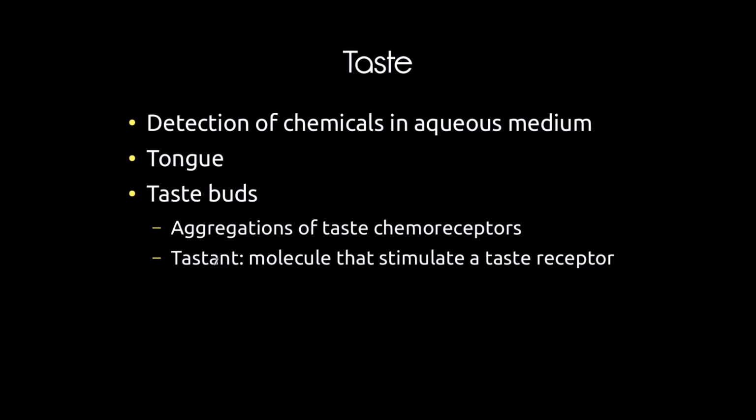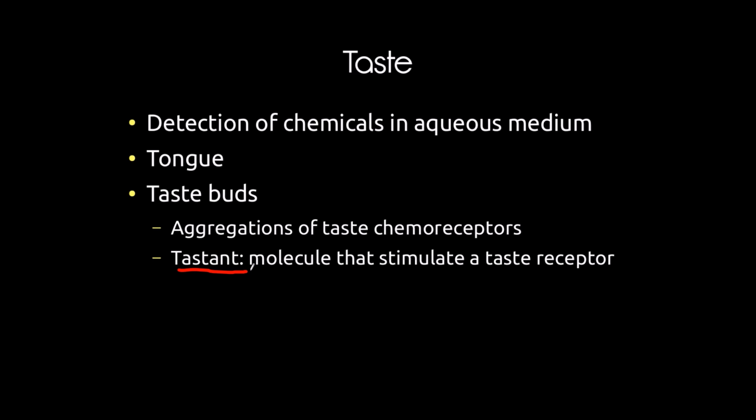Our ability to taste, in humans at least, is localized on our tongue. And the specific area of the tongue are these things called taste buds that you've probably heard about before. Taste buds are going to be aggregations of these taste chemoreceptors. And just as a little bit of vocabulary here, if I refer to a tastant from here on out, a tastant is a molecule that's going to stimulate the taste receptors. So that's what a tastant is.